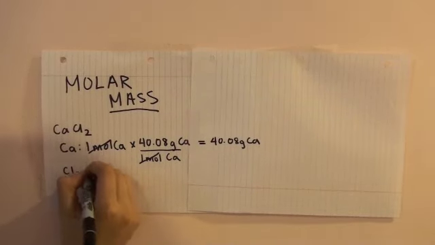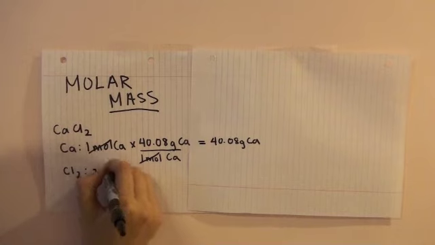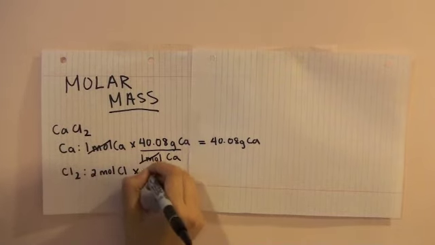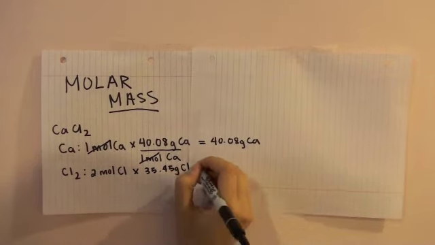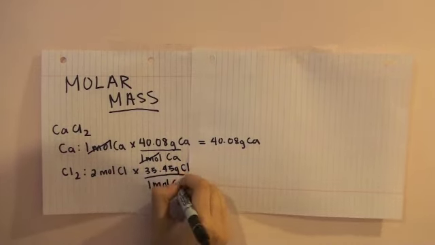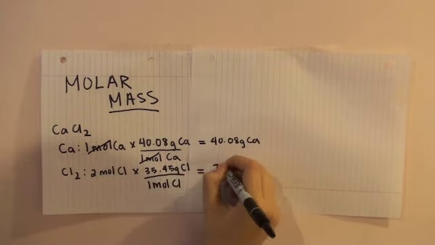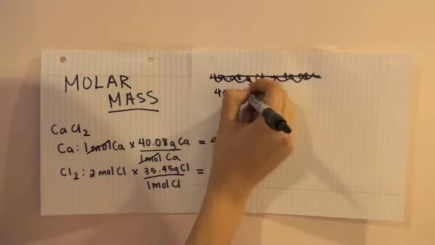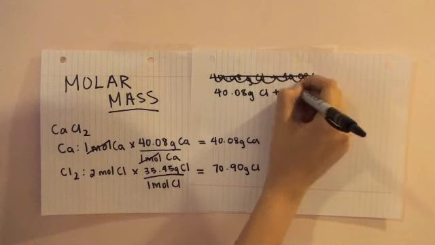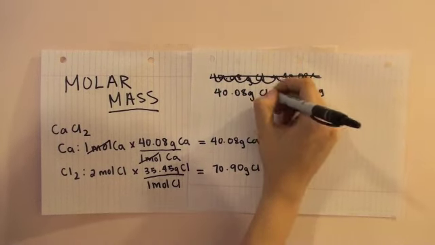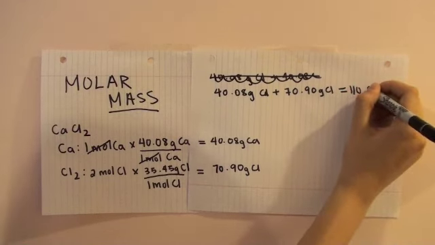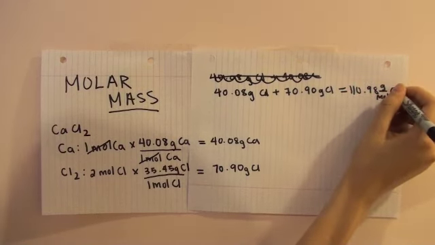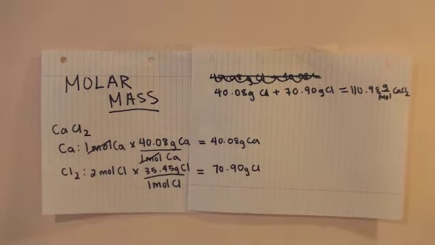Next we do the same thing for chlorine, except this time we have 2 moles or atoms of chlorine multiplied by that atomic mass, which was 35.45 grams of chlorine per 1 mole. We multiply that together, also canceling our moles out, and we get 70.90 grams of chlorine. Now all we need to do is add the two together because we're trying to figure out the altogether molar mass of CaCl2 to get 110.98 grams per mole of CaCl2.